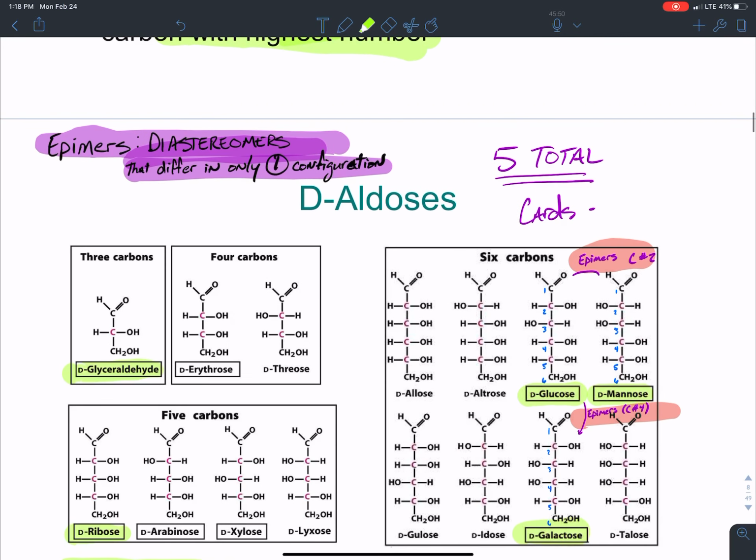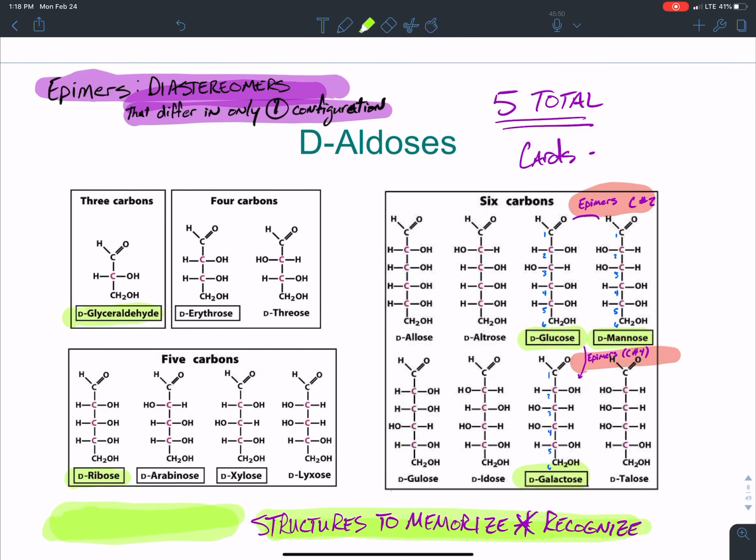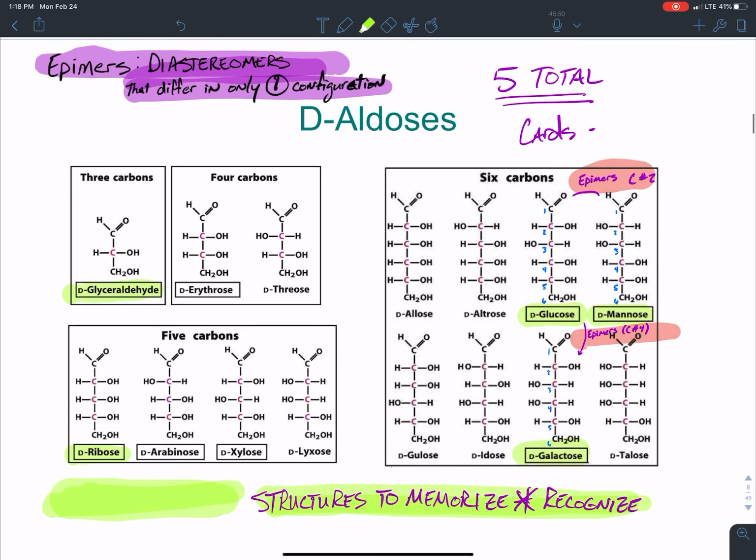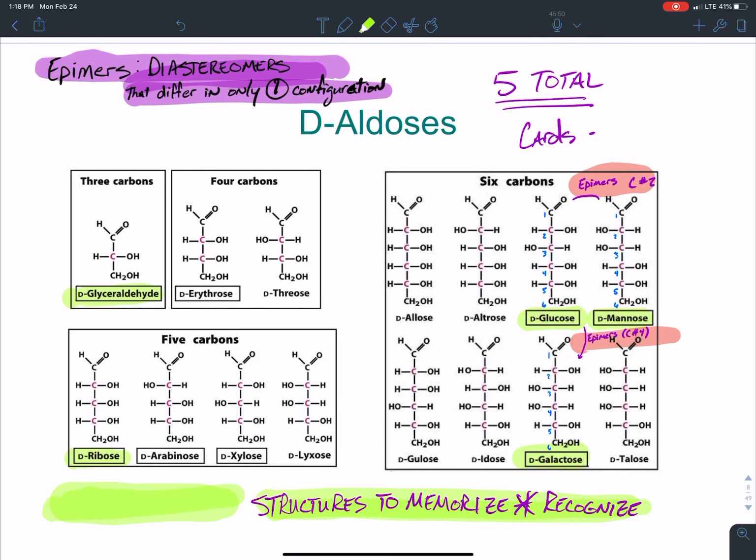Okay. So diastereomers, that they only differ in one configuration. We have aldoses. So we have glyceraldehyde, ribose, glucose, mannose, and galactose. You need to memorize these. So make some flashcards out of these.